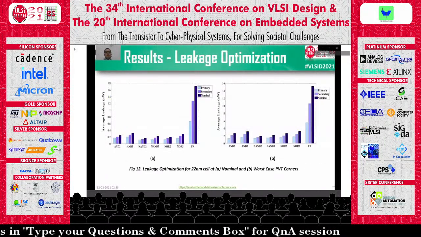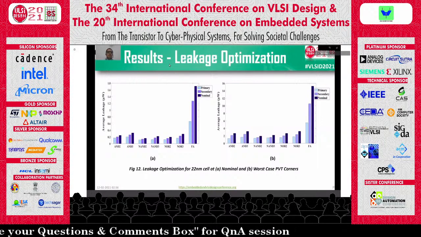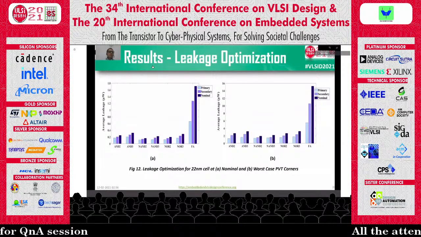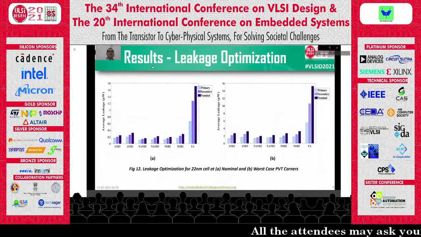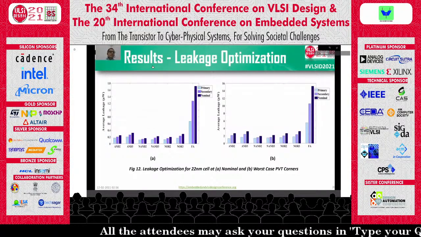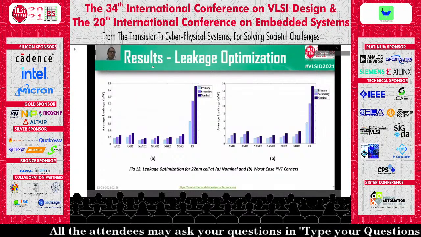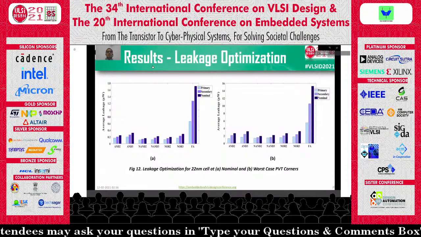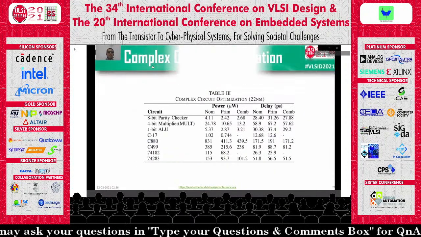Now these are some of the results related to the reduction of the leakage. The two graphs represent the leakage value of cells when they are in nominal sizing, primary sizing, and secondary sizing. The left one corresponds to the nominal PVT corners, whereas the right graph corresponds to the worst case leakage corner.